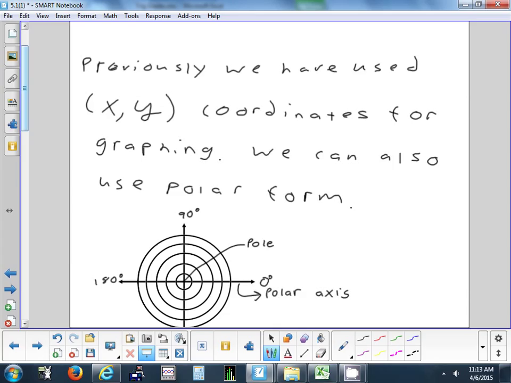And the idea with polar is instead of a grid where the lines run up and down and left and right, to create that XY axis pattern, you've got a circular grid. And what we'll do is we'll move out a certain number of rings from the origin or from the pole, and then we'll move a certain angle.